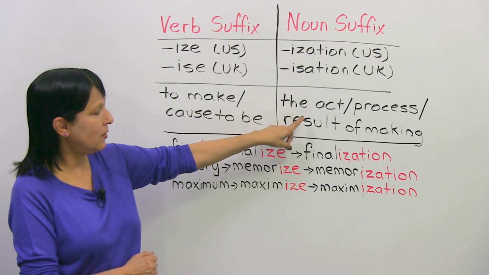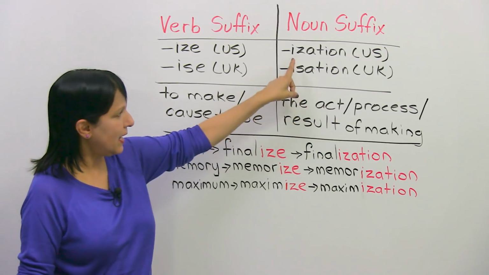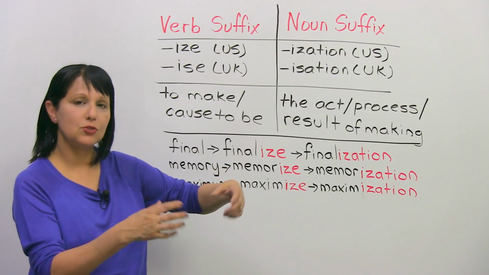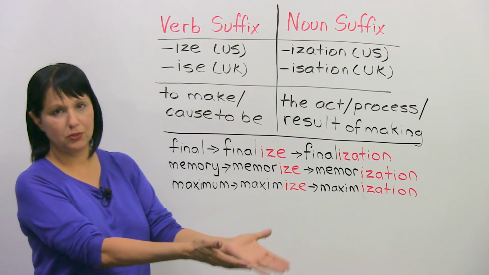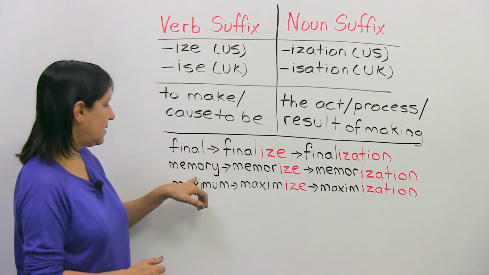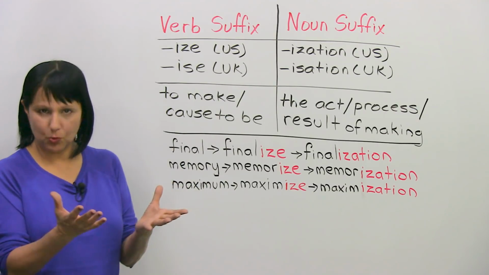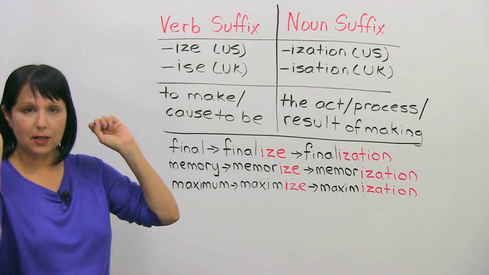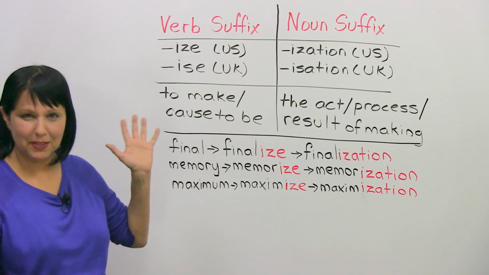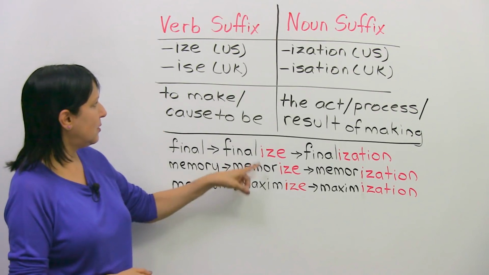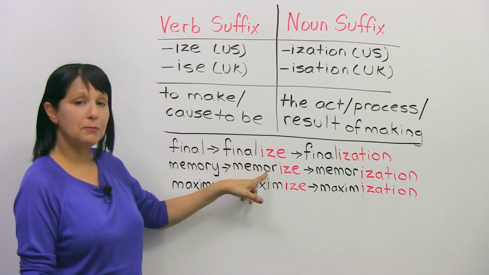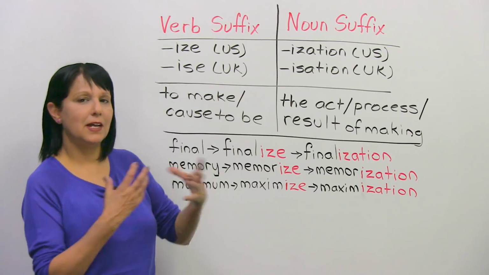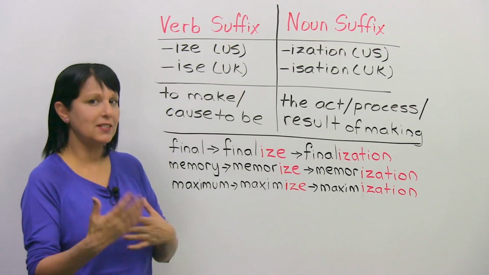If you're using the noun, so what does the noun do? When we add ization or isation, we're basically talking about the act or process or the result of making something a certain way. For example, let's take an example from the academic world, okay? Lots of times you have to put something into your memory, right? Whether it's a formula or a poem or a quotation or something. So what's the verb for that? We add IZE, let's say, memorize. And what's the noun for that? Memorization, okay?